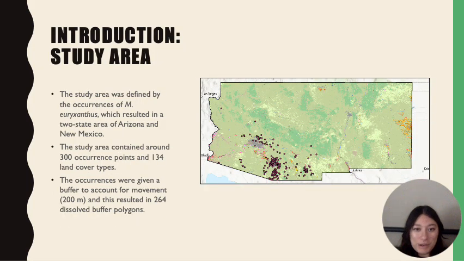The study area for this project was defined by the occurrences of M. euryxanthus. I only wanted the United States occurrences, so the Mexican occurrences were deleted. This resulted in a two-state study area of Arizona and New Mexico. There were 300 occurrence points and 134 different land cover types. Since a lot of the occurrences were close together, buffers of about 200 meters were created to make sure they weren't just the same organism repeated, and this resulted in 264 dissolved buffer polygons.